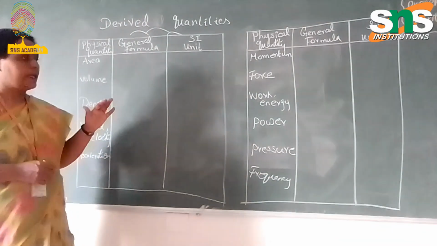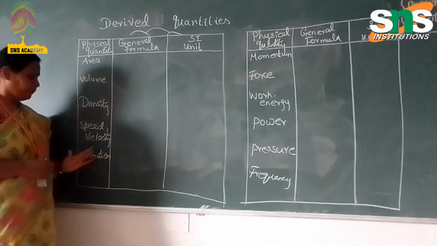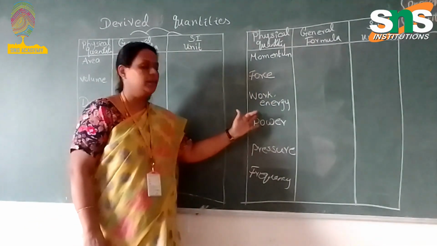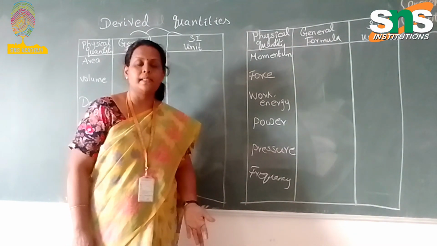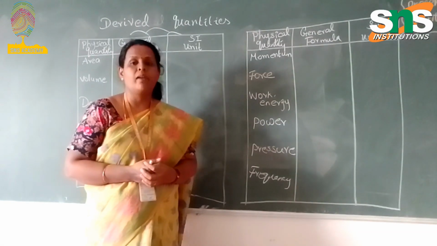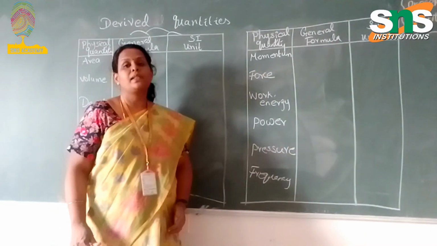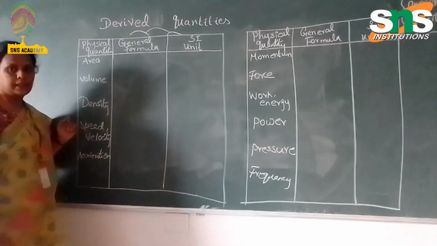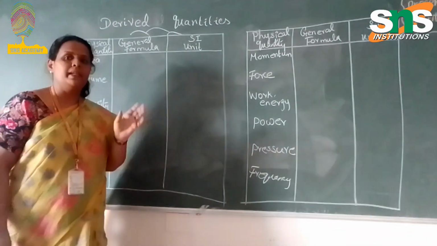So, quantities like area, volume, density, speed, velocity, acceleration, momentum, force, work or energy, power, pressure, frequency can be expressed based on the fundamental quantities. We have already seen 7 such fundamental quantities, and these quantities can be expressed in terms of them. So, these quantities are known as derived quantities. After writing the general formula, we can arrive at the SI unit. It will be easier for you.